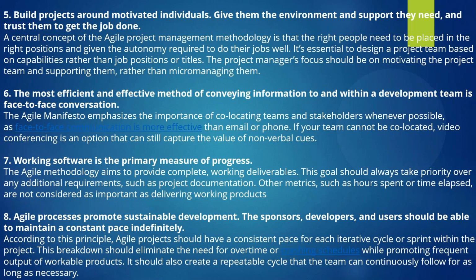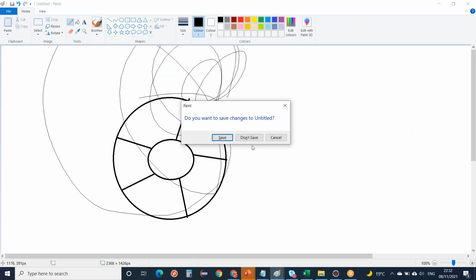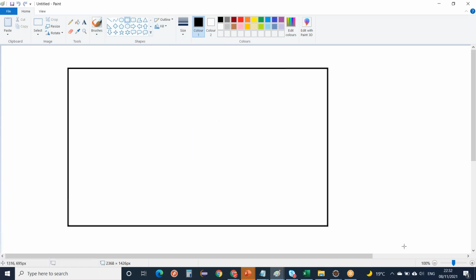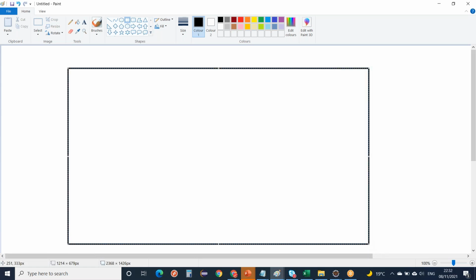Build a project around motivated individuals, what does that mean? Whenever you're choosing the team members, who are the team members? The developers, QAs, and all. So what will be the team structure, guys? In the industry you might be aware of, right? So this is your company, and then there are some QAs. Okay, there are QAs, there are some dev people.